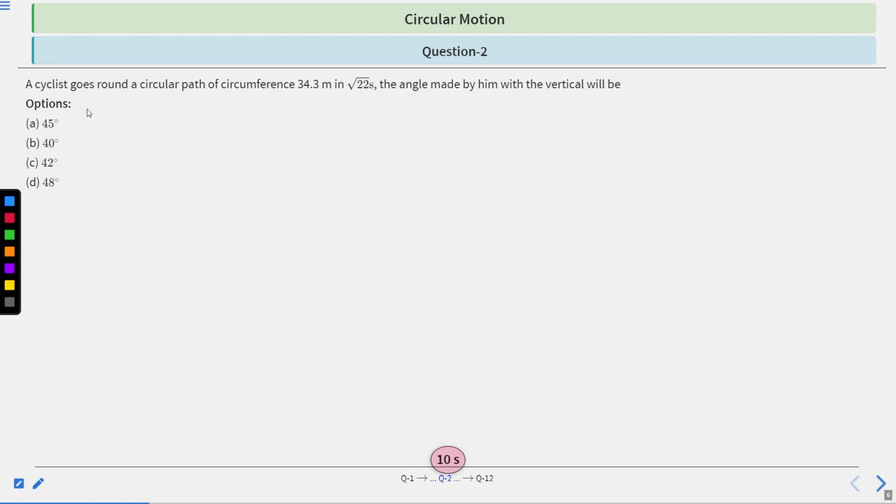Question 2. A cyclist goes round on a circular path of circumference 34.3 meter in under root 22 second. The angle made by him with the vertical will be what? Option A is 45 degree, option B is 40 degree, option C is 42 degree, and option D is 48 degree. Which one is correct? You have 10 seconds to solve this question. After 10 seconds we will provide the solution.